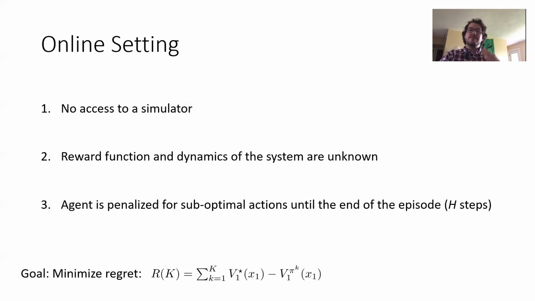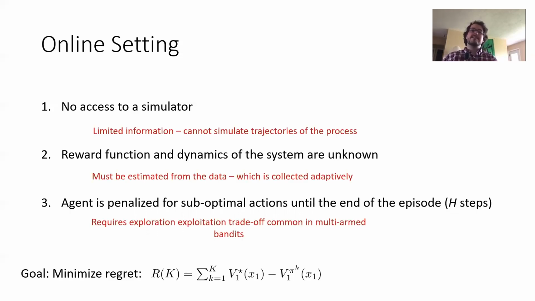And what this means from an algorithm design standpoint is that because we don't have access to a simulator, we have limited information. And so we can't simulate trajectories of the process, which is common to a lot of prior work. And because the reward function and the dynamics of the system are unknown, we have to estimate these from the data, but the data is also collected adaptively in an online fashion. And the third requires that we partake in the exploration-exploitation trade-off that is very common in multi-armed bandits.